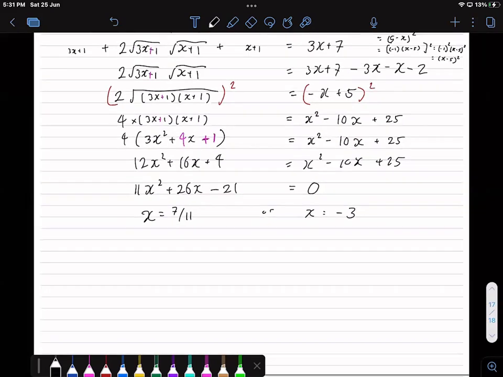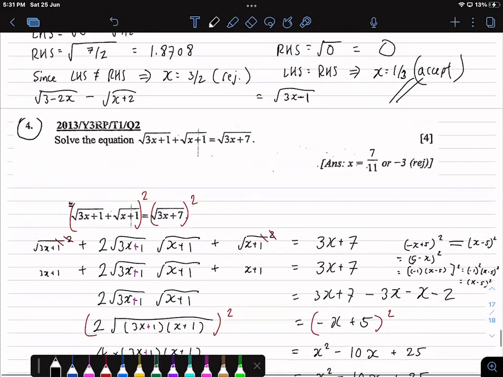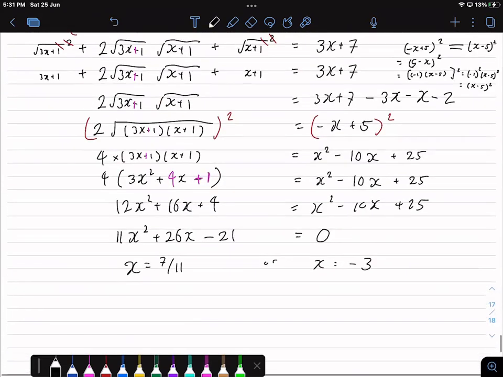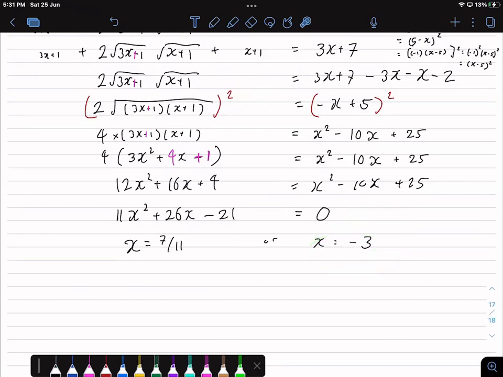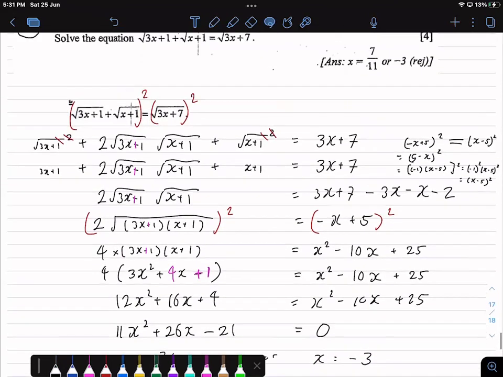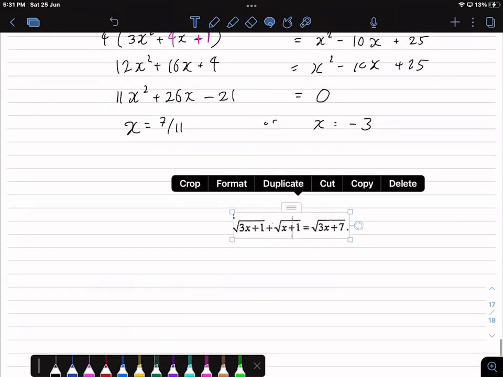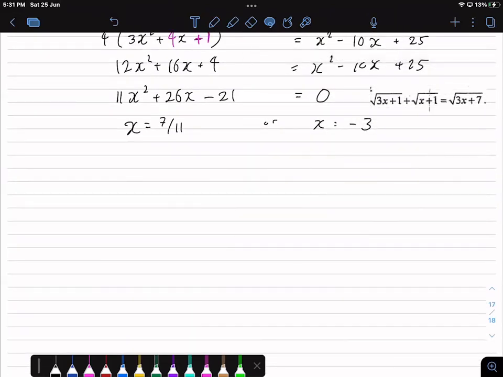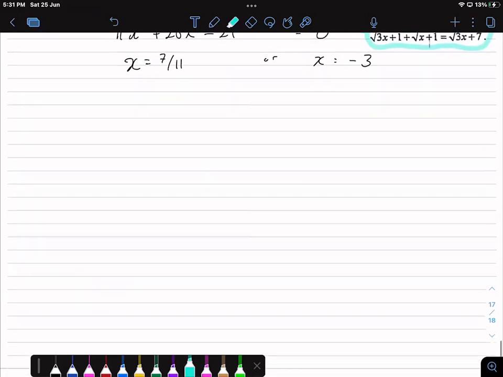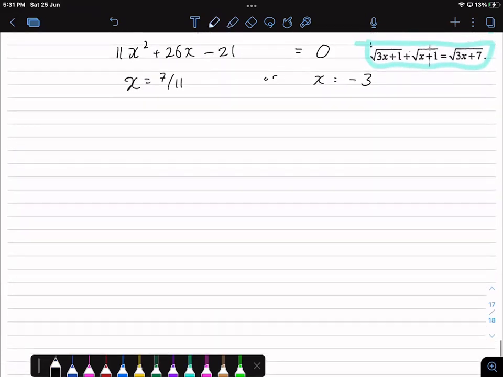Let me double check with the answer key. Okay, correct. Negative 3 has to be rejected. How to check for rejection? We start off with the original equation. Okay, just a reminder. Then what do we do? Sub in to the whole thing. Let's just say check first. Check x equals 7 over 11.